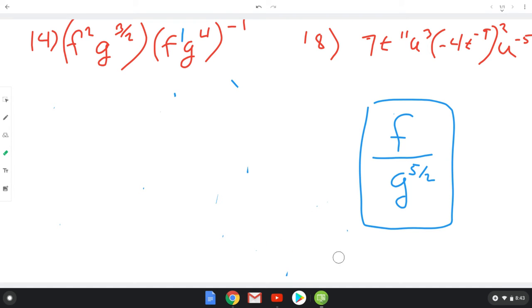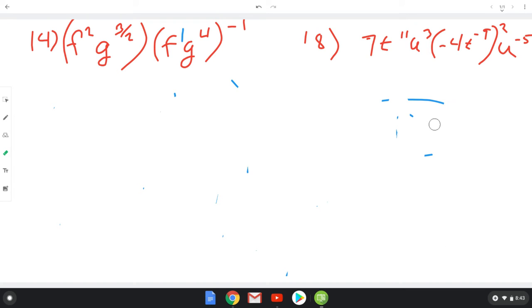Okay. So for number 18, again, the first thing I'm going to look and see is if there are exponents outside of a parenthesis that I need to distribute first. And so I see that here I have a 2. So that 2 needs to be distributed to the 4 and the t to the negative 9. So remember the 4 has an invisible 1 right there. So I have 7, t to the 11th, u to the 3rd. And then I have negative 4.